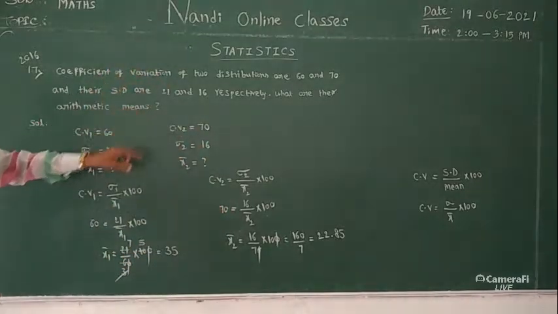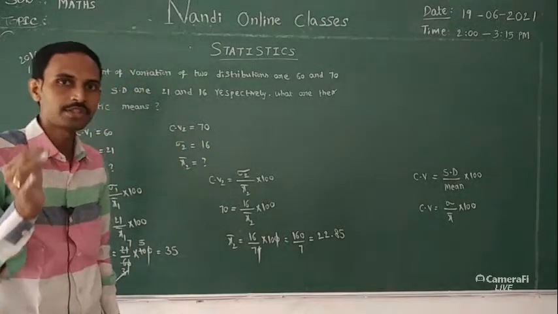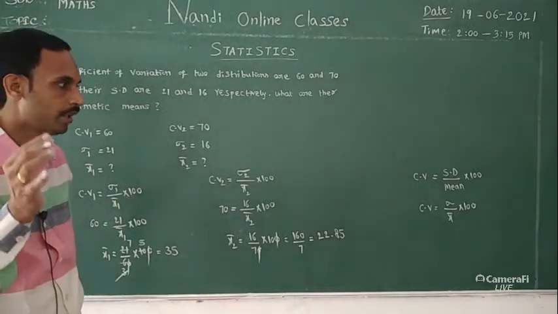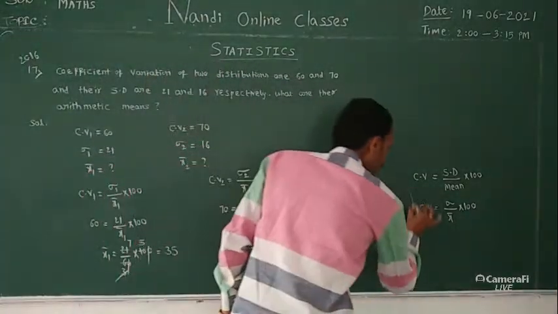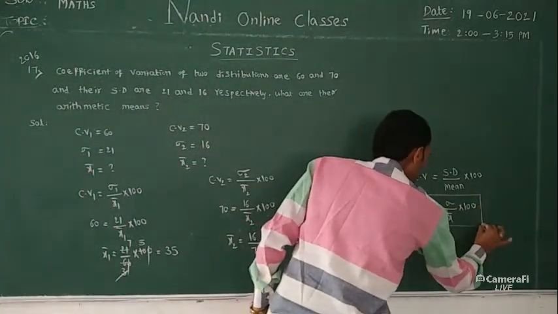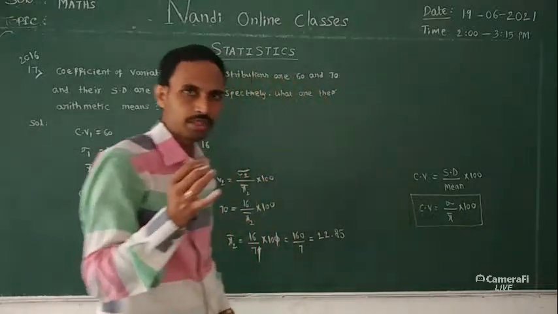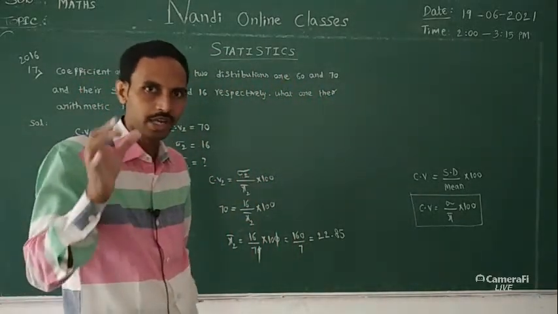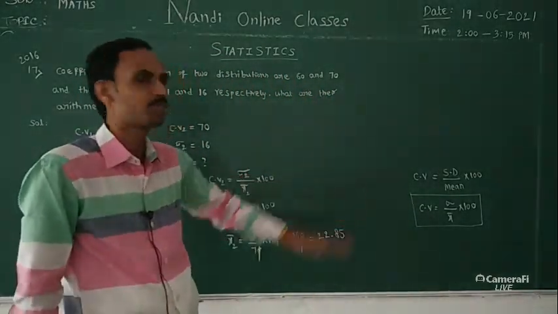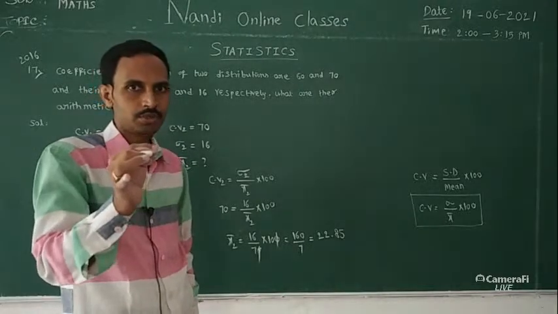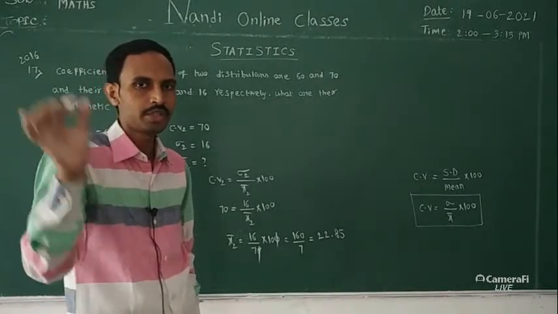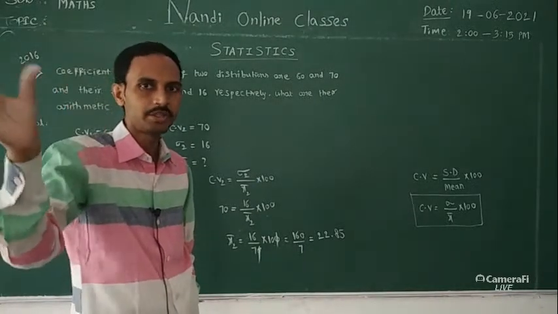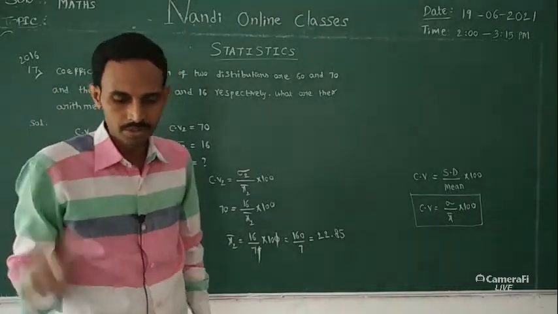Right. Generally in the statistics chapter they ask to find problems on coefficient of variation only. This is an important formula. So many problems in examinations are asked based on this formula. CV is equal to sigma by x bar into 100. Sigma means standard deviation, x bar means mean. Write it.